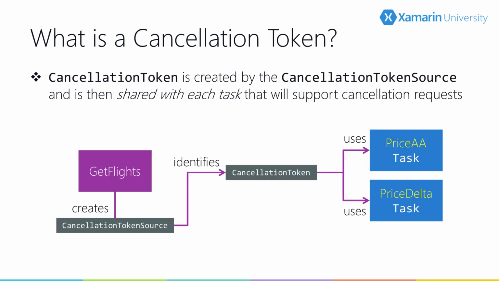Going back to our flight example, our GetFlights method would create the token source and in exchange get back a token. The token would then be passed into each of the tasks. The code in the tasks would use the token to identify when a cancellation has been requested. And if it figures, yep, time to bail out, it would stop searching for flight prices.